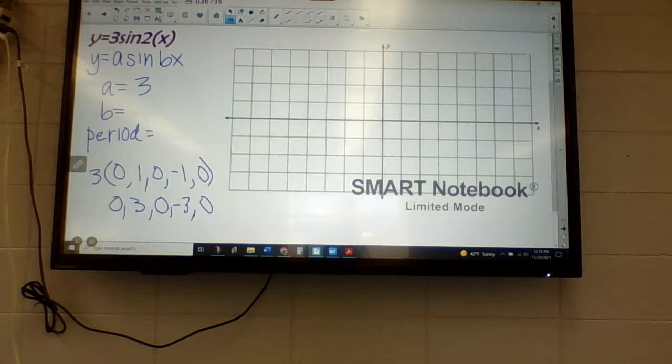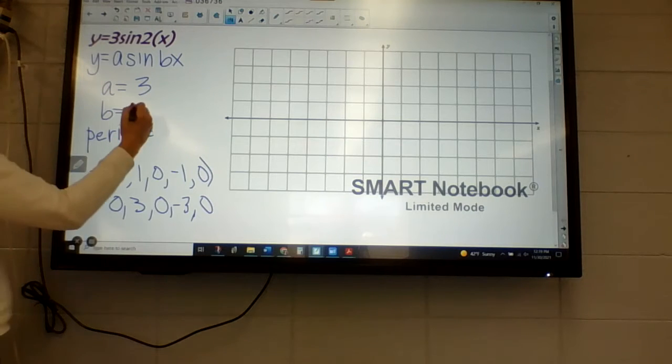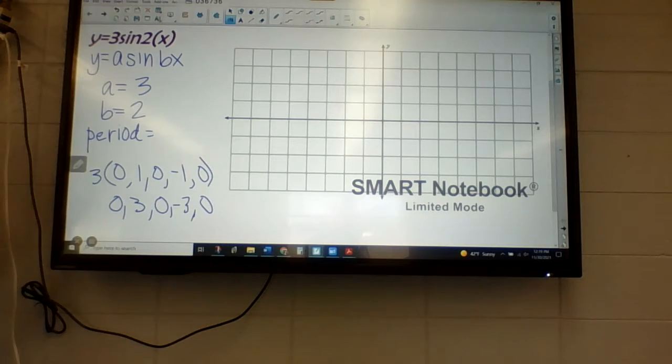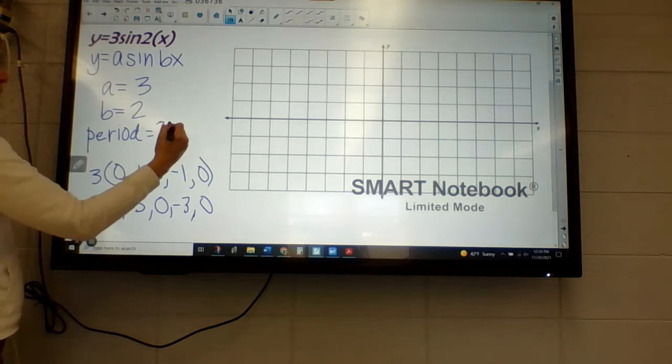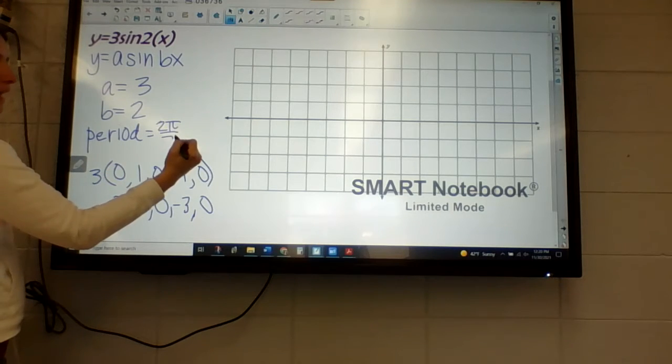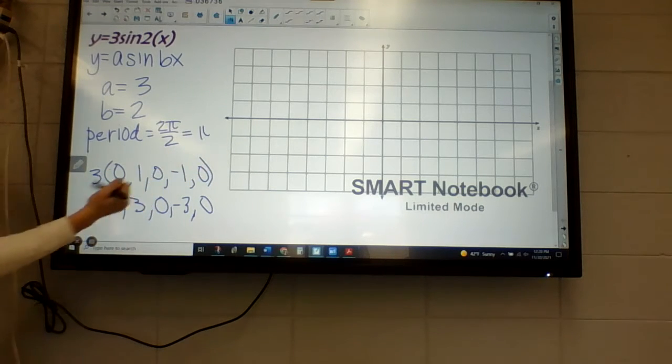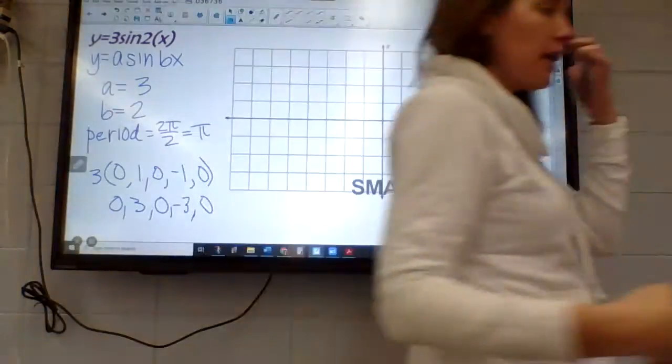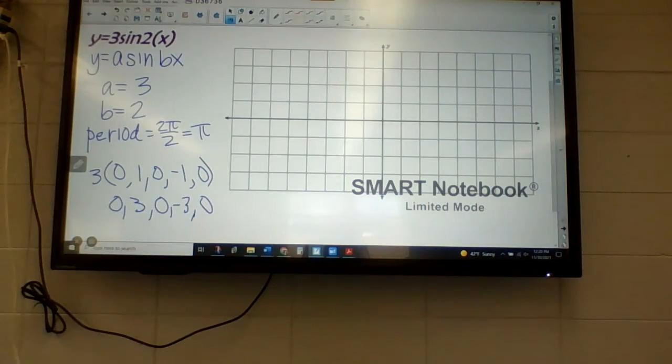The B value in this case is 2. So what does that make our period? It's just going to be pi, because you do 2 pi divided by 2. So pi is going to make sense for our period. And again, that's why we want to simplify that in terms of a fraction. 2 pi over 2 is just pi, so we want to write that.